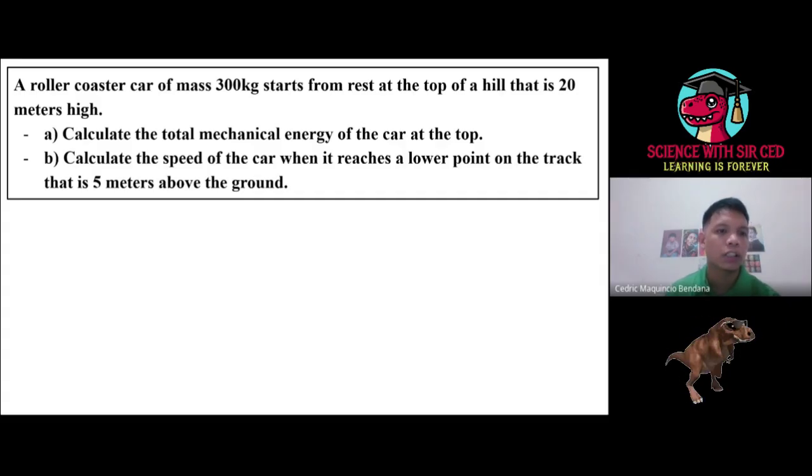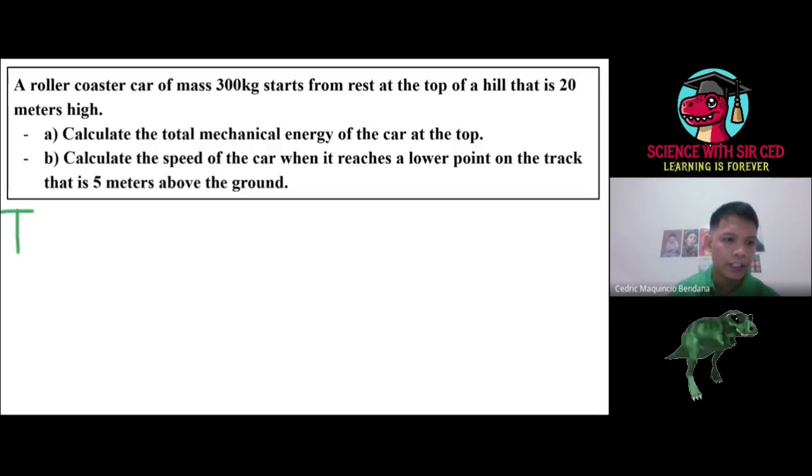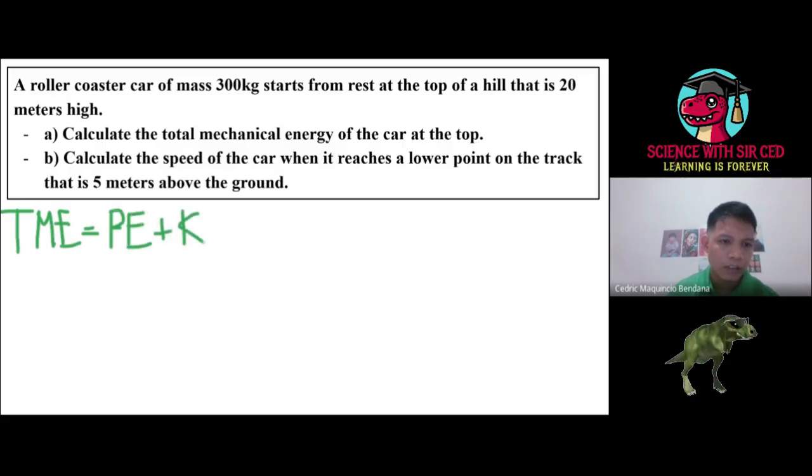Okay, a roller coaster car has a mass of 300 kilograms and starts from rest at the top of a hill 20 meters high. This is a tricky one. Calculate the mechanical energy of the car at the top. I saw some papers with two different approaches, but I also accept their answer as correct. Remember, total mechanical energy can be calculated by PE plus KE. So before you get your total mechanical energy, or TME, you need to calculate PE and KE separately.